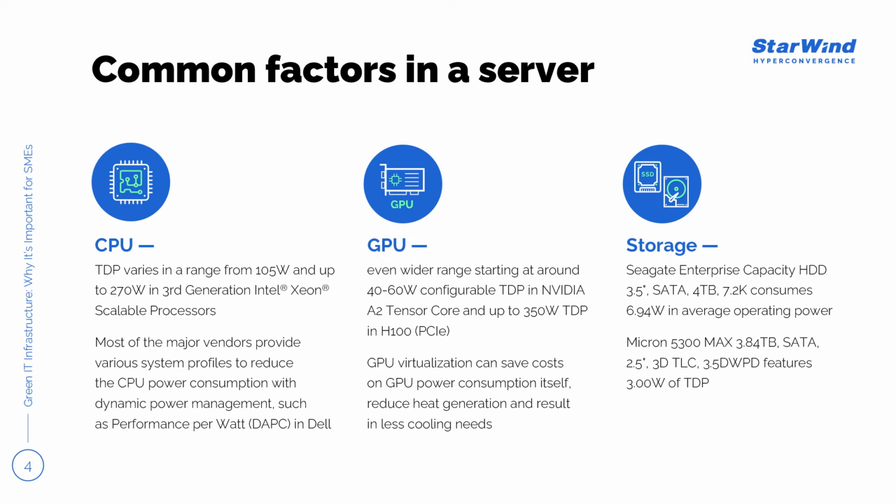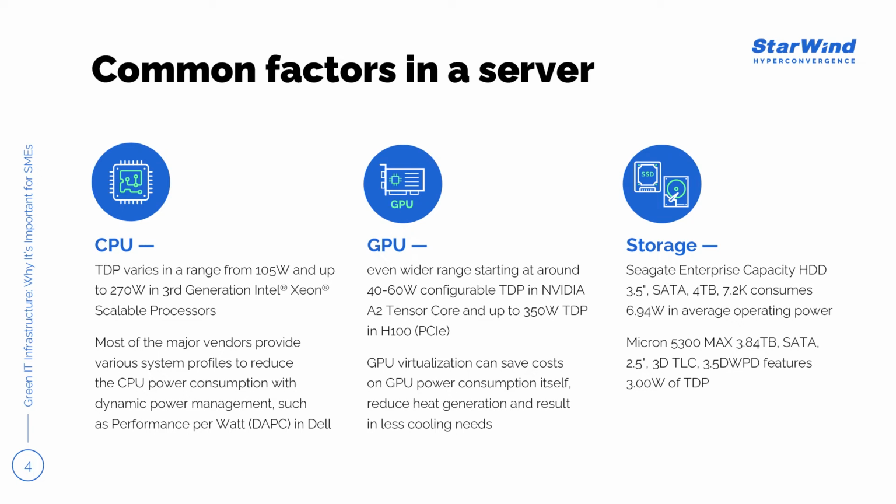There are different parts of a server that consume power, but we would like to highlight the most important ones: CPUs, GPUs, and storage. CPU power consumption varies greatly by the type of server processor used. On the slide, you can see that the TDP varies in a range from 105 watts up to 270 watts in the third generation of Intel Xeon Scalable CPUs.